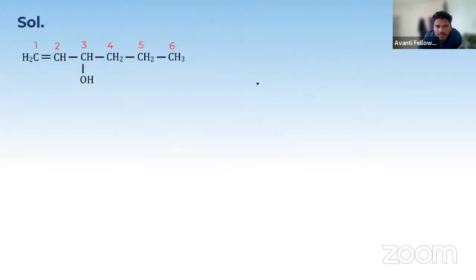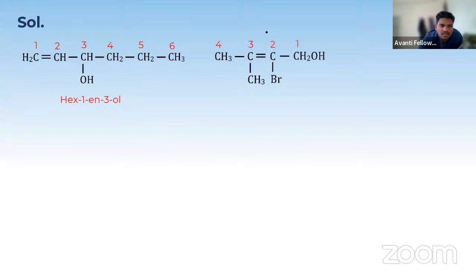This one, based upon the priority of functional group, we need to give the number 1 and 2 adjacent for the double bond. Now this is called hexane 3-ol, and the answer that came is hexane 3-ol. Very good. So what about this one? 2-bromo, yeah, correct. 2-bromo butene, but 2-en-1-ol: 2-bromo 3-methyl but-2-en-1-ol.